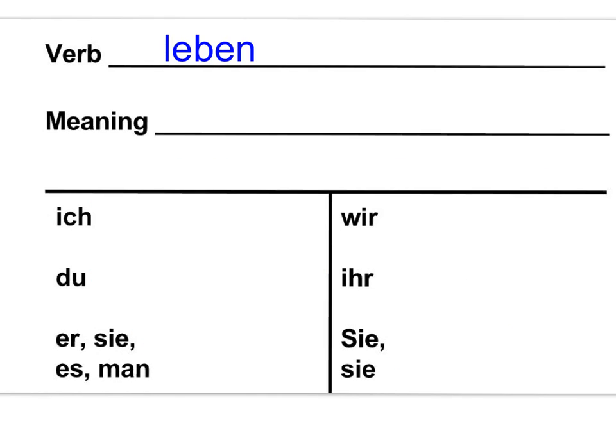Right. Next verb. This one you haven't had before. Try that one. Leben. Anybody happen to know this one? To live. Okay. So this could mean live as in you reside someplace, or it could simply mean that you are alive. Okay? Either way.